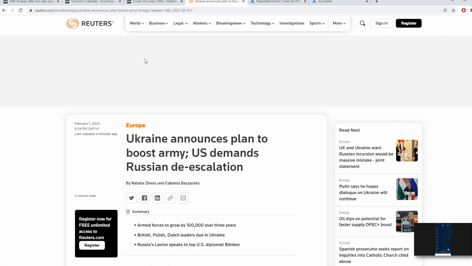Still the Ukraine-Russia situation going on with potential war outbreak. Ukraine announces plan to boost their army. U.S. demands Russian de-escalation. Now Ukraine's talking about increasing the size of their army over the next 3 years. That's not going to do much good in the immediate term, but that's their plan in the longer term. They feel threatened enough now that even if there's not war, they feel like their army needs to be a lot bigger. And so they've announced an increase of over 100,000 troops over the next 3 years.